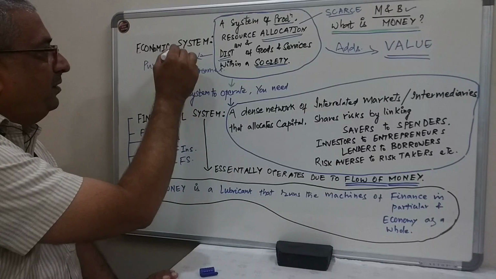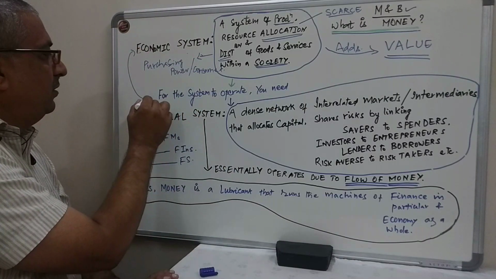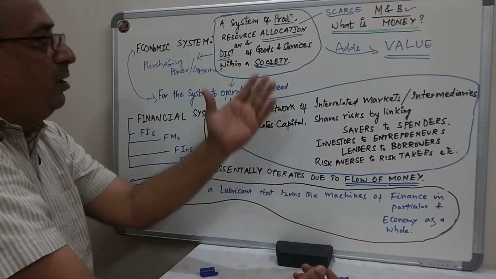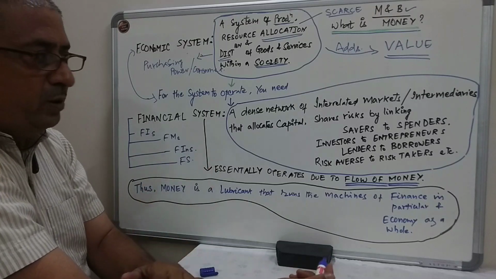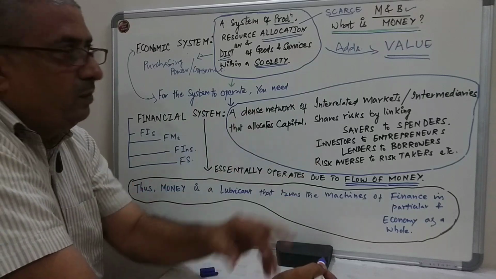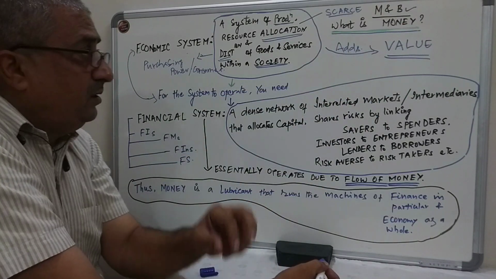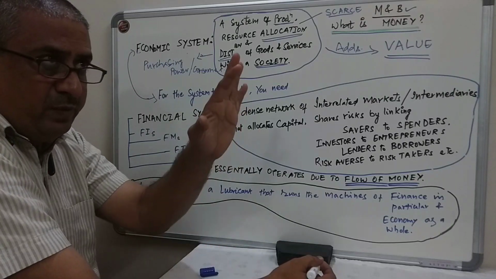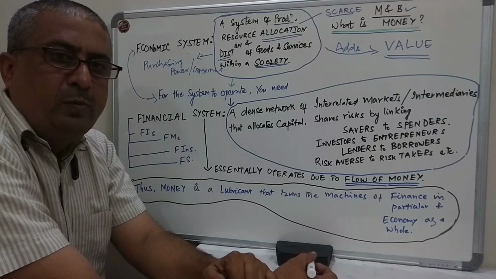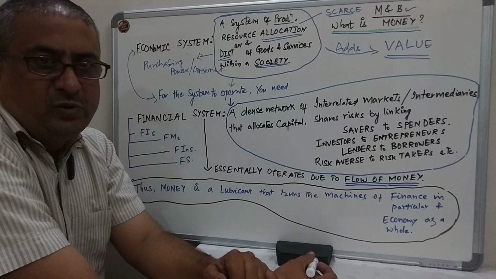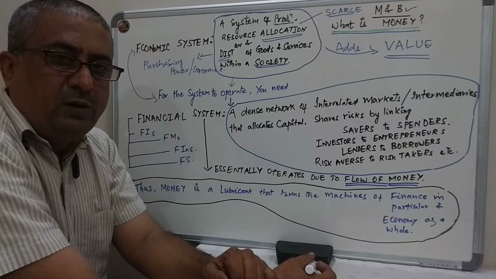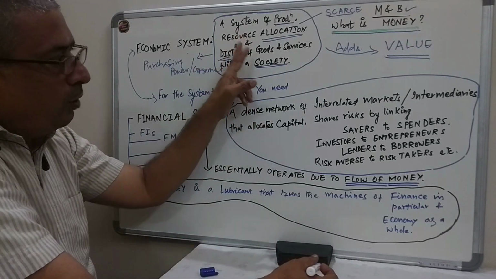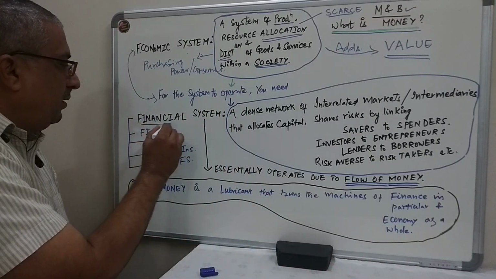Now, for this system to operate, for the economic system to operate, you need a financial system. Where are you going to produce the goods? You're going to produce goods with the help of money. You are going to allocate the resources. Resource allocation is, for example, if you want to manufacture a car, you would be needing iron or metal sheets, rubber parts. All these are going to cost money. To operate this system, you need a financial system.